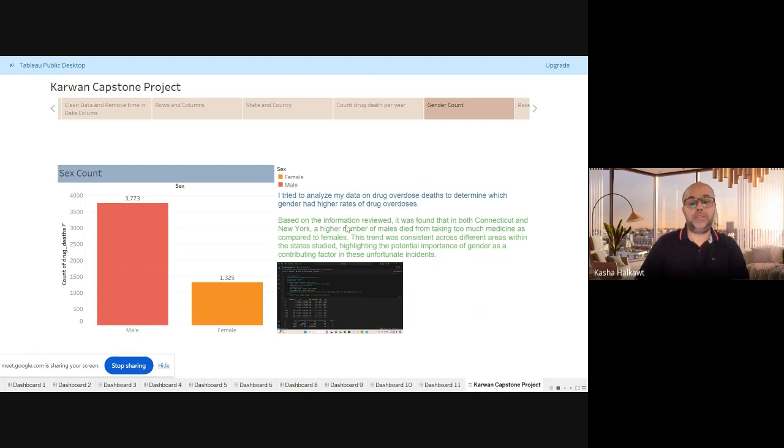Based on the information reviewed, it was found that in both Connecticut and New York, a higher number of males died from taking too much medicine as compared to females. The trend was consistent across different areas within the state. Studies highlight the potential importance of gender as a contributing factor in these unfortunate incidents.